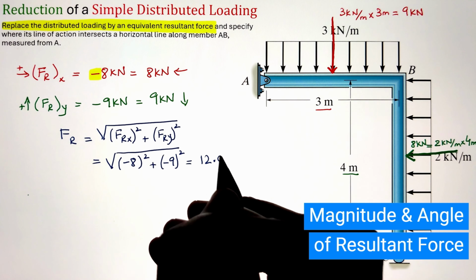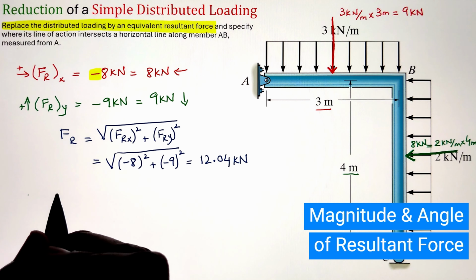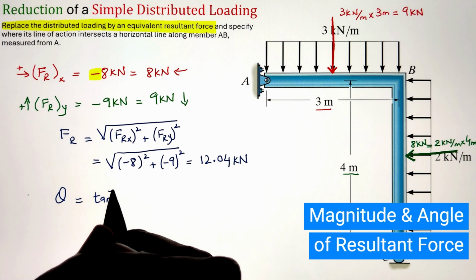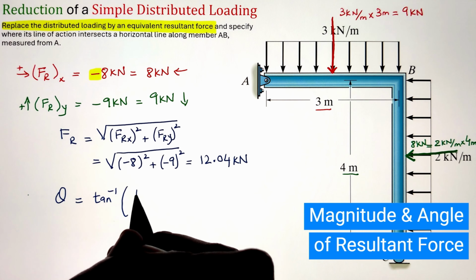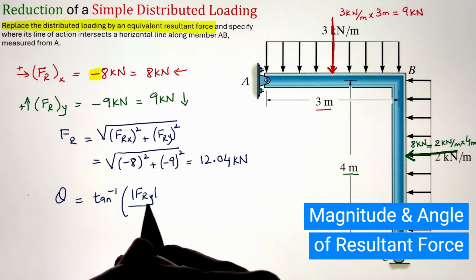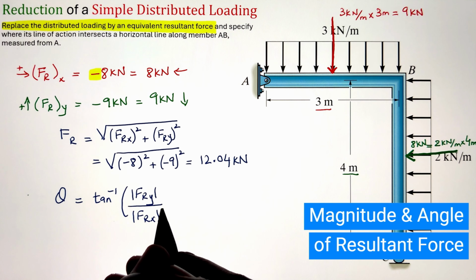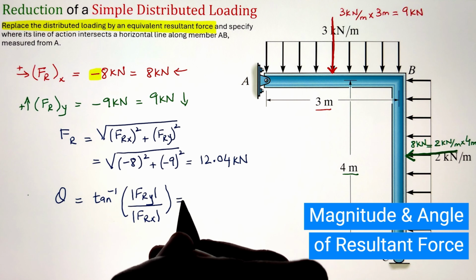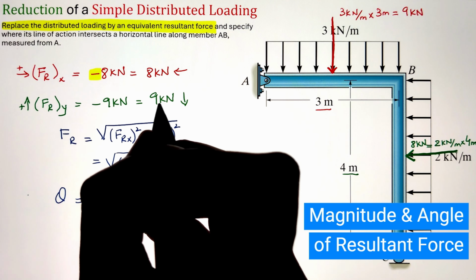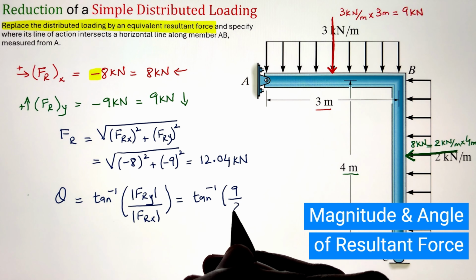Now, once we have the magnitude, let's go ahead and figure out the angle this resultant force is making with respect to our xy axis. So to do that, we can utilize our tangent inverse function. That is taking a tangent inverse of the magnitude of y component of the resultant force and dividing it with the magnitude of the x component of resultant force. In this case, we have the value of 9 and 8. Simplifying and plugging in the formula, we get our angle of 48.37 degrees.